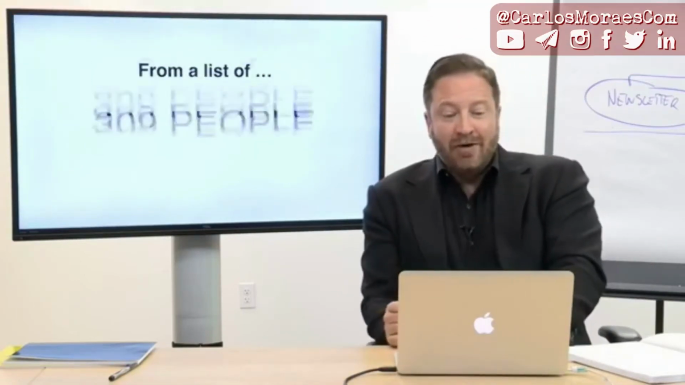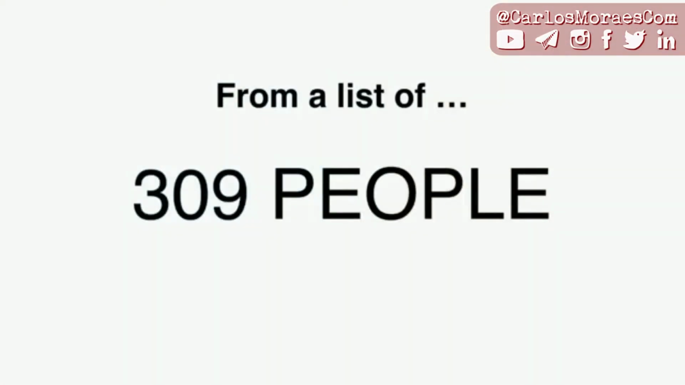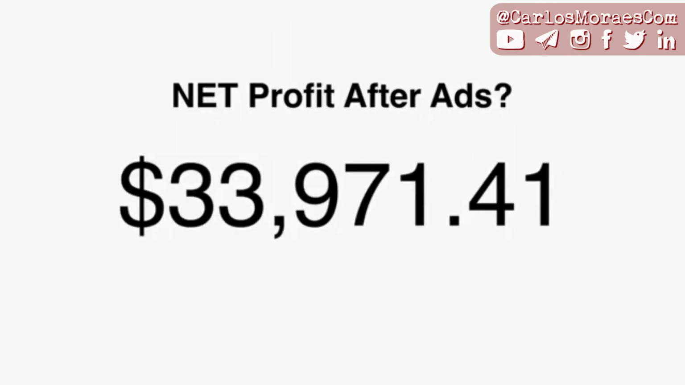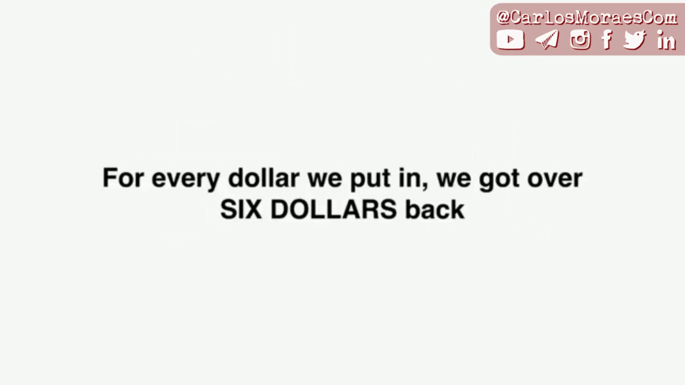So we got all of those sales, by the way, from a list of only 309 people. Those are the people who opted in to find out more about the offers. That's pretty good, right? I'll take it. About $100 an opt-in, I think, if you figure the math on that. So our net profit after the ad spend was $33,000 and change, almost $34,000. So that's pretty sweet, right?